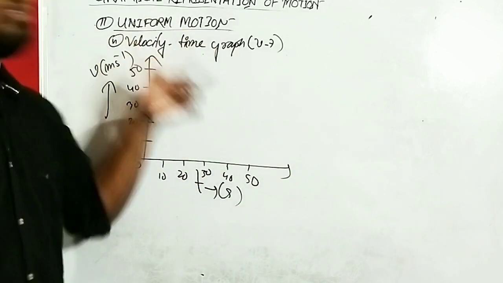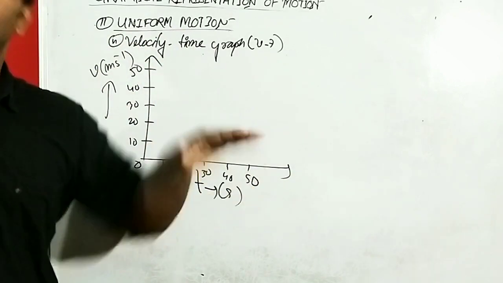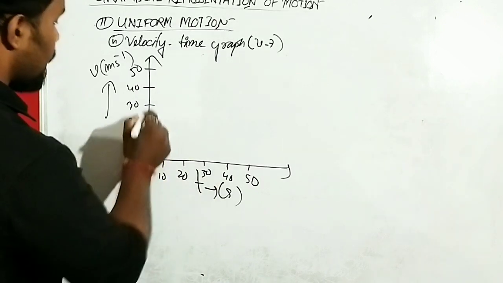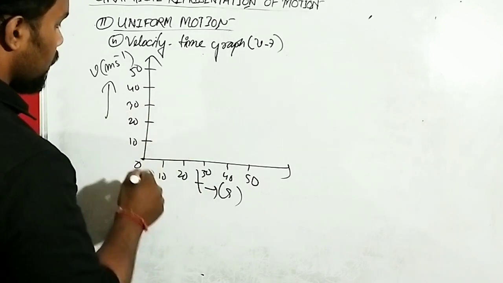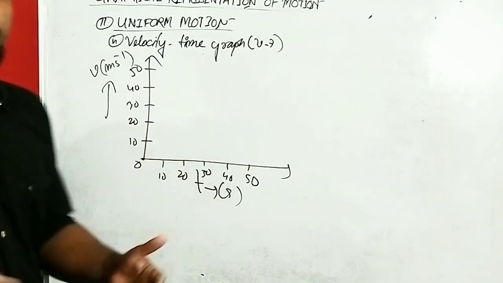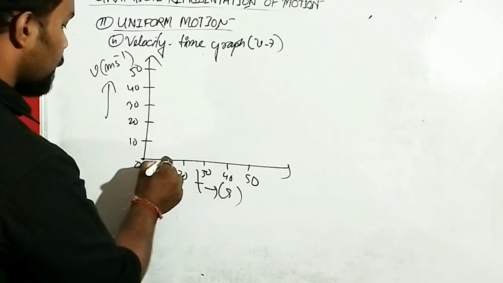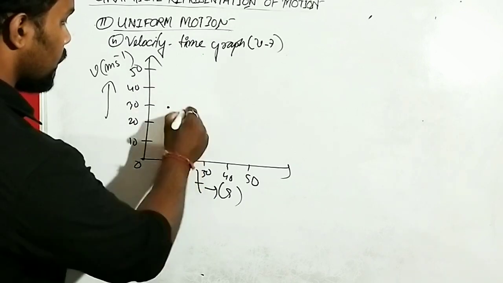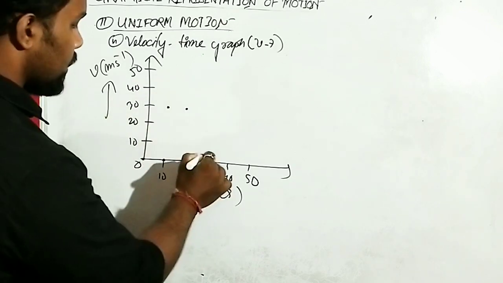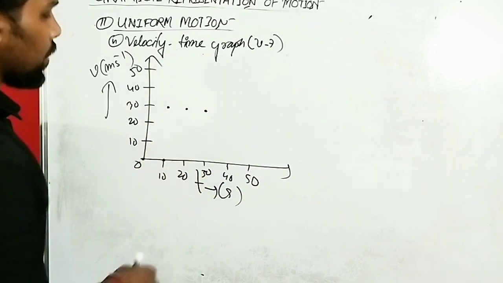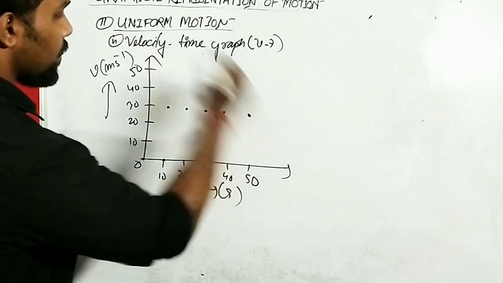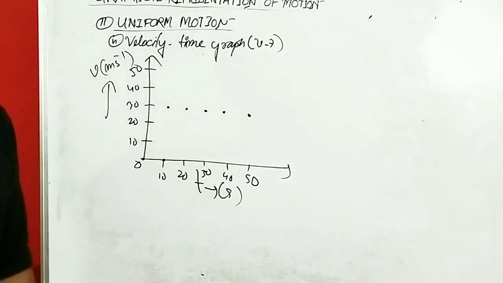But if it is a uniform motion, there should be no change in velocity, but time should always change, right? Uniform motion means it is always in motion. So I will consider that it is in motion. At the first 10 seconds, it is going to be a value of 30 meters per second. At the next, it is going to be 30 meters per second. At 40 seconds, it is 30 meters per second. At 50 seconds, it is going to be a value of 30 meters per second. That means the velocity is still constant.